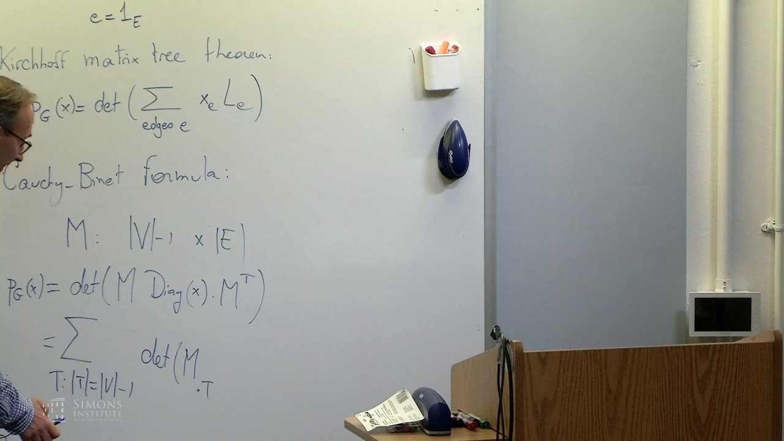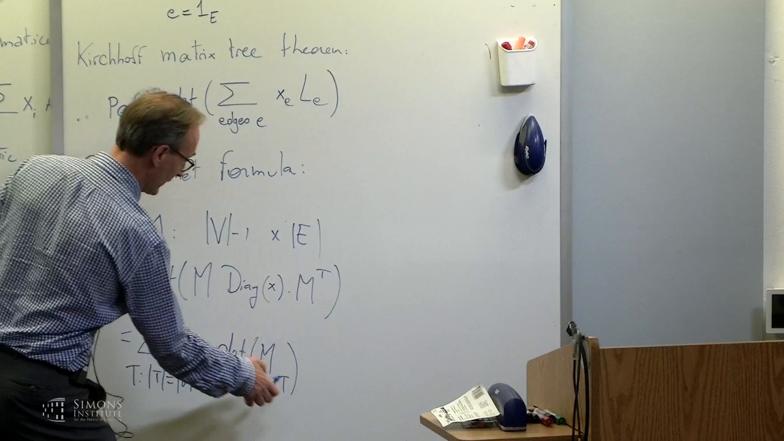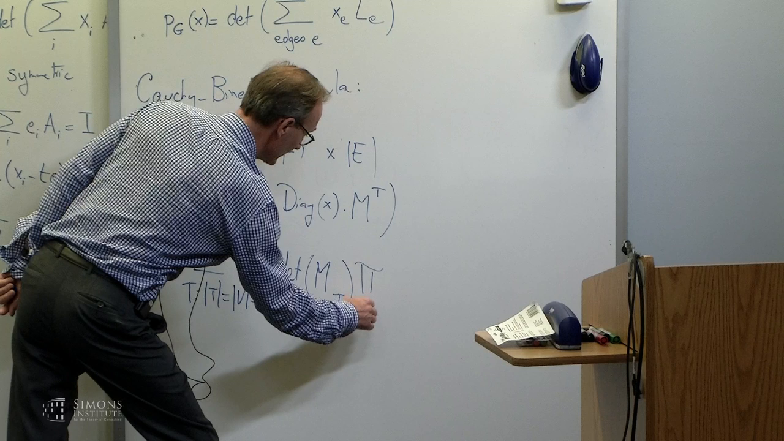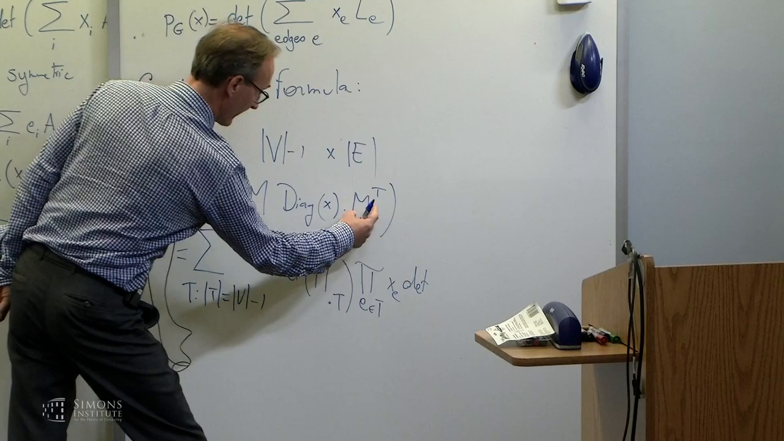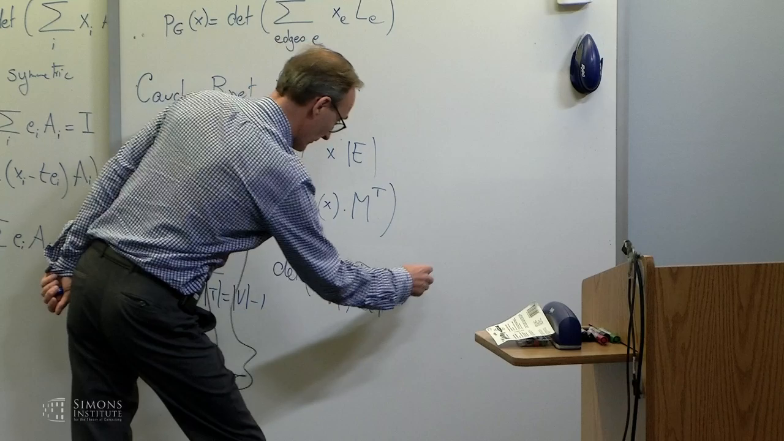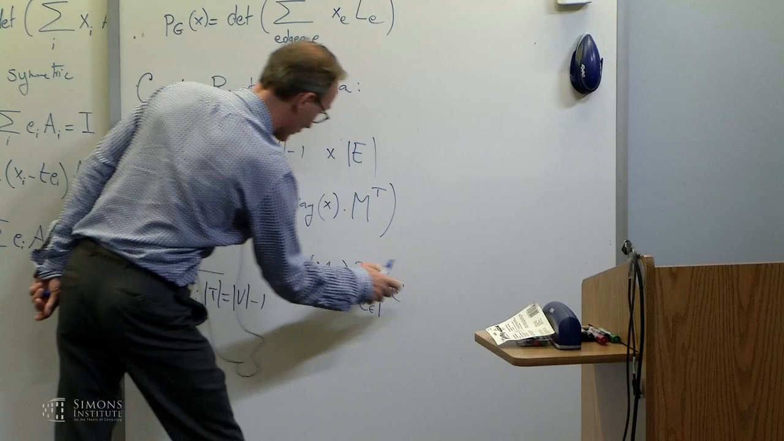And then the product over these edges in T of X_E, and then times the determinant of M transpose restricted to these elements. So that's also the same thing as this, so that's just this squared. That will save me some space.